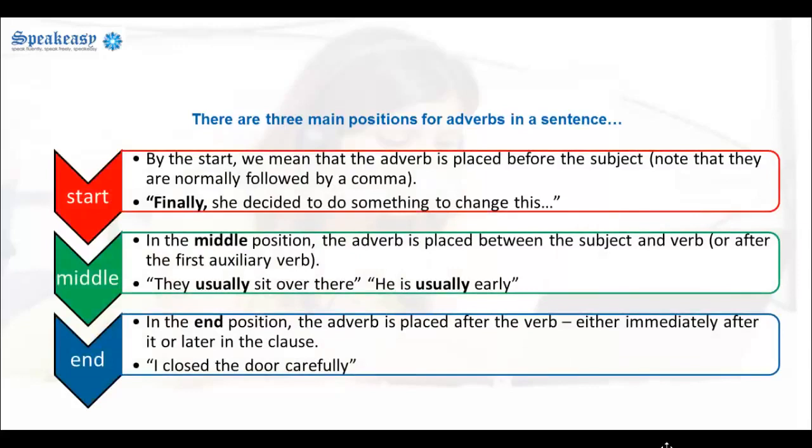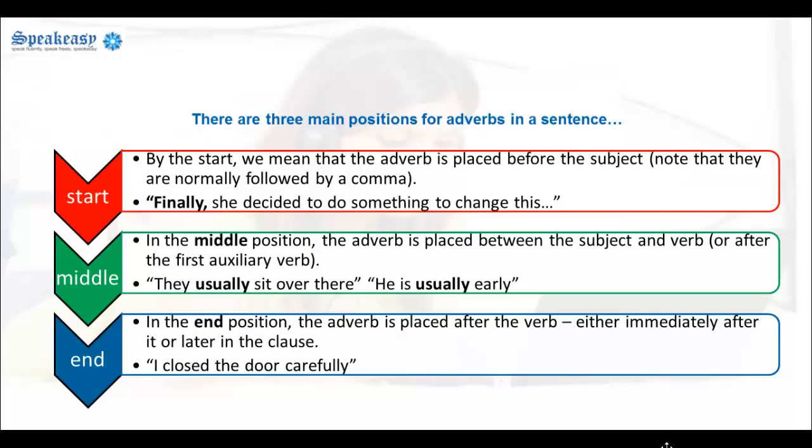By the start of the sentence, we mean that the adverb is placed before the subject. Note that they are normally followed by a comma. Finally, she decided to do something to change this.